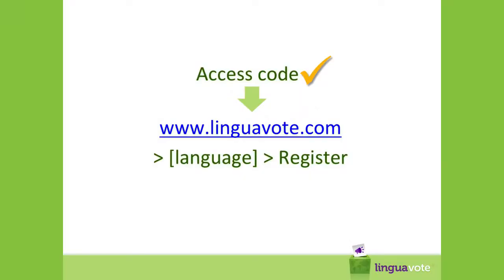When students have their access codes, they are ready to register. To register, they go to www.linguavote.com, select their first language. If the page doesn't automatically render in that language, select register, then follow the instructions to the registration form.